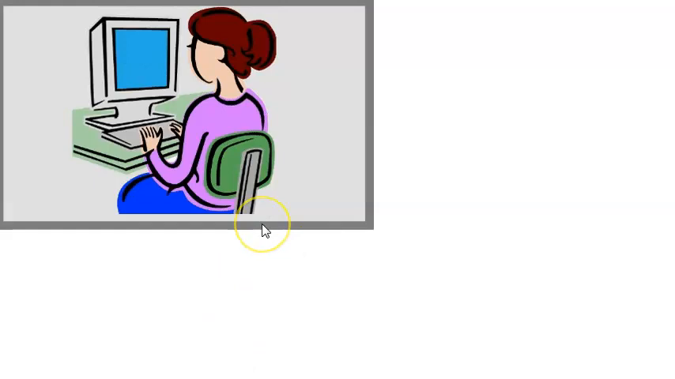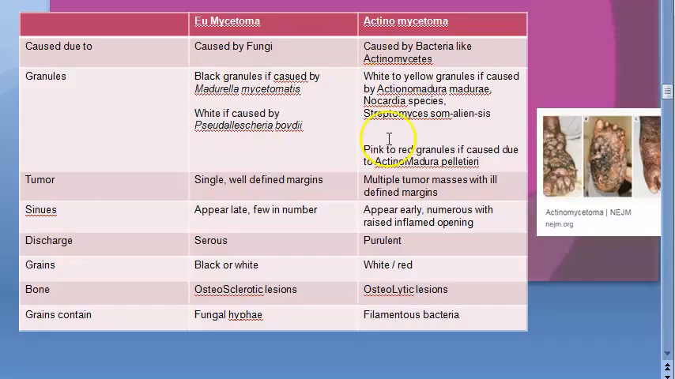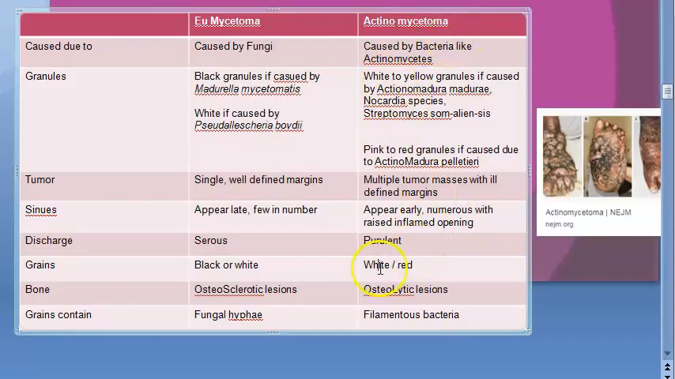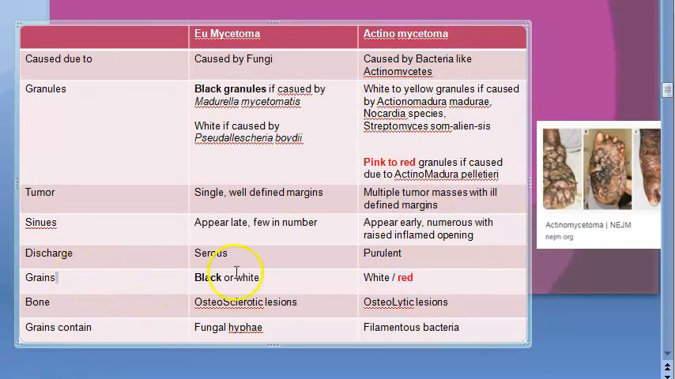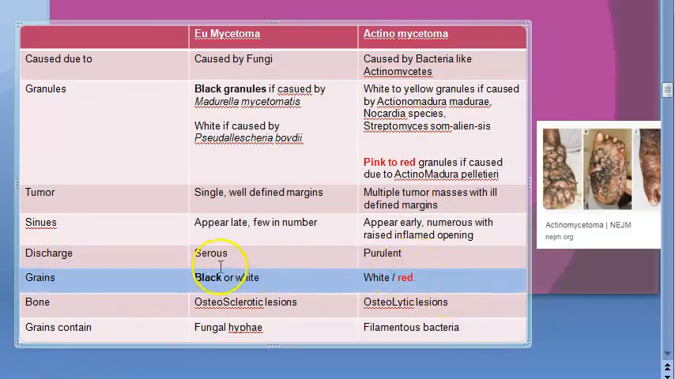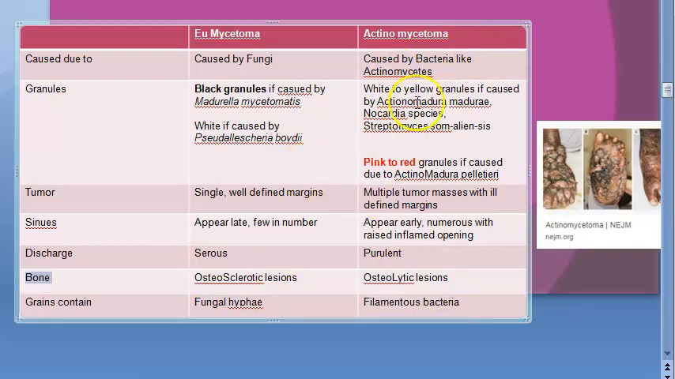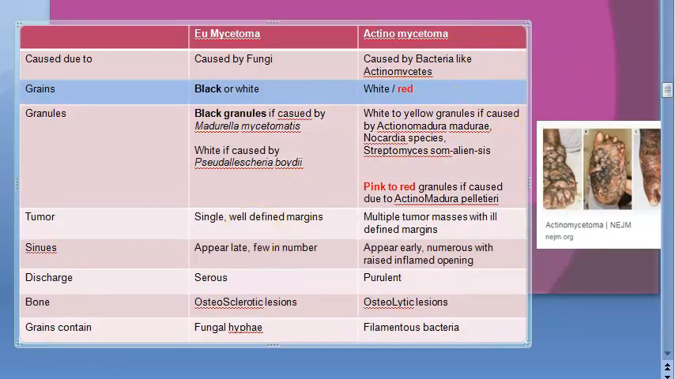In Eumycetoma, it will be black or white. Black and white, easy, black and white. And what about in Actinomycetoma, it will be white or red. So how do we make this white or red for you? Hold on. So just see if you can focus here on this line and understand. In Eumycetoma, the granules are black or white. In Actinomycetoma, it's white or red. Okay, let's take this and put it here. So the second difference you got between Eumycetoma and Actinomycetoma is the granule color. Okay, first of all, what it is caused by, and second, the granule color.